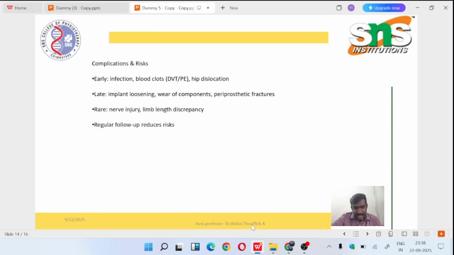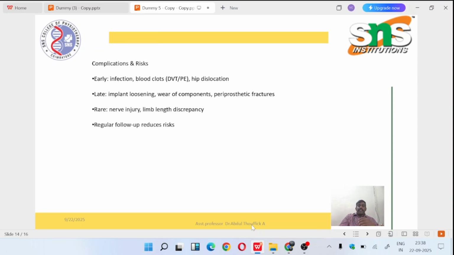What are the complications? Early ones include infections, blood clots, and dislocations. Long-term issues may involve implant loosening and wear and tear of components. Rarely, nerve injury or limb length discrepancy can occur. However, with careful surgery, rehab, and follow-up, these risks are minimized.